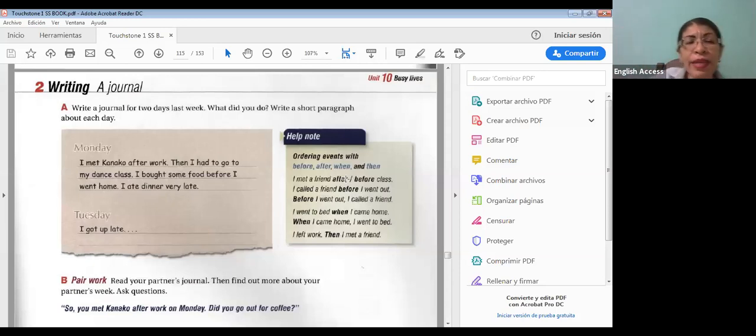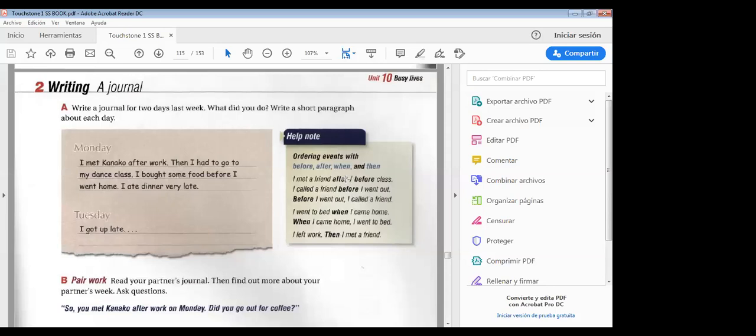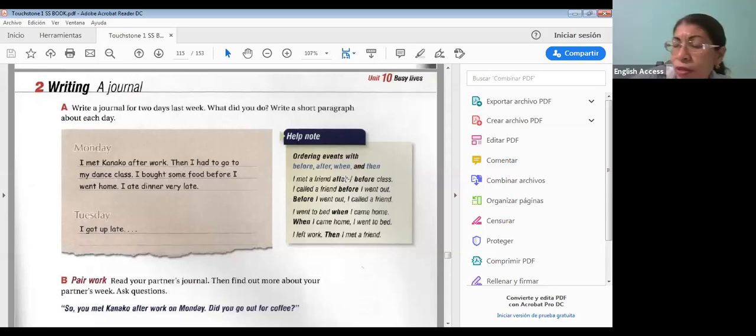It says, Monday, I met Kanako after work. Then I had to go to my dance class. I bought some food before I went home. I ate dinner very late. So in 3 lines, this person is describing his Monday. That's what you're going to do. You can think about Saturday and Sunday and write down a brief paragraph about the activities that you did on weekend, okay? I'm gonna give you 2 minutes or 3 minutes, Luis?